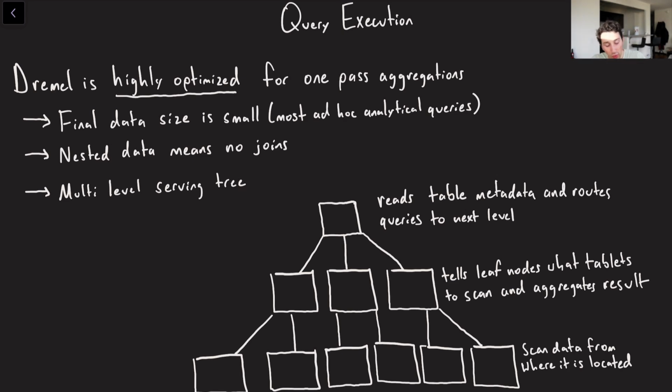Dremel is highly, highly optimized for one-pass aggregations. What does this mean? It means basically that we're doing like a select star from blank, group by blank, and do some sort of aggregation on it. Because those are the type of queries that you run if you're a data scientist.